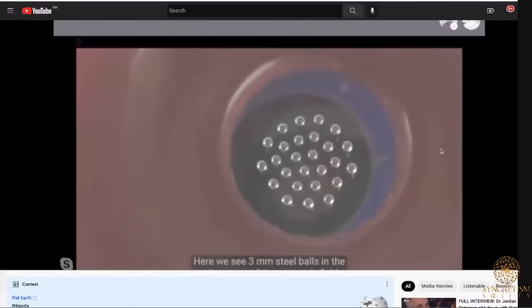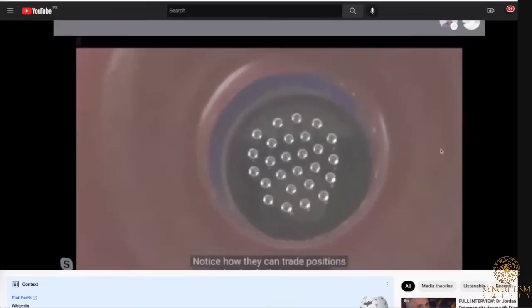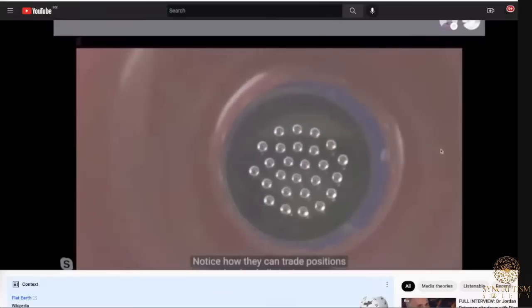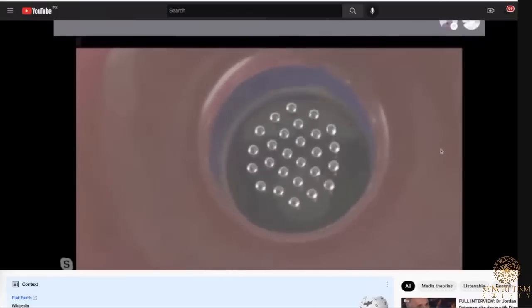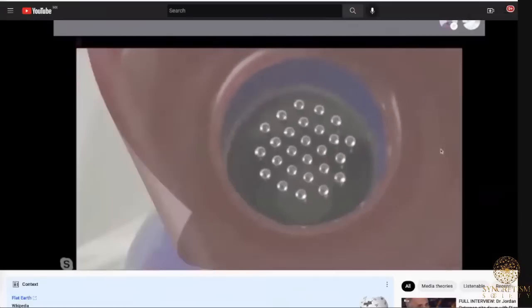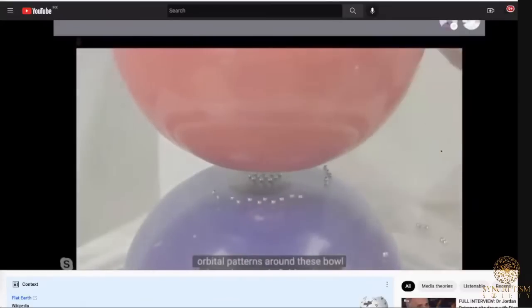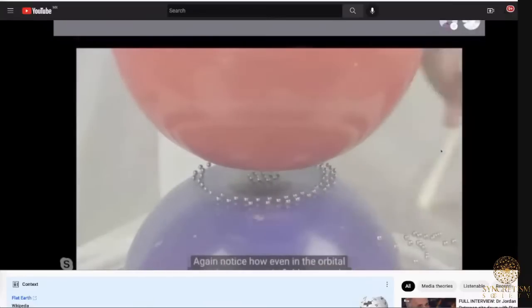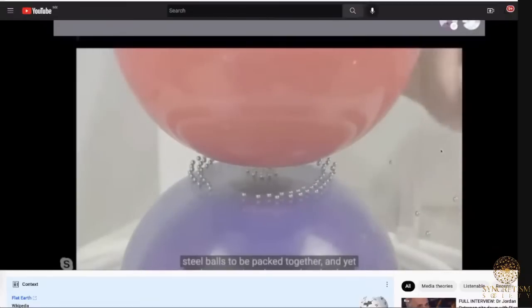Here we see 3mm steel balls in the nucleus area of the magnetic fields. Notice how they can trade positions with the other balls in the array, but the basic geometric pattern is always maintained. Now let's take a look at how these non-magnetized steel balls form orbital patterns around these bowl-shaped magnetic field emitters. Again, notice how even in the orbital area, these magnetic fields cause the steel balls to be packed tightly together, and yet at the same time they repel each other.